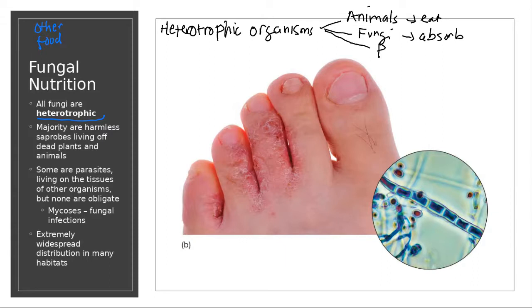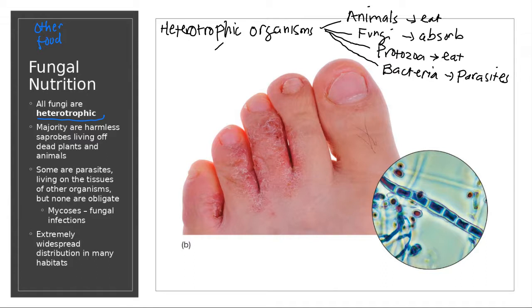Protozoa, this is also heterotrophic, so they also have to eat. And then, of course, bacteria. Bacteria are also heterotrophic organisms, so they have to absorb. Sometimes many of them become parasites. They have to take the nutrients from their host.